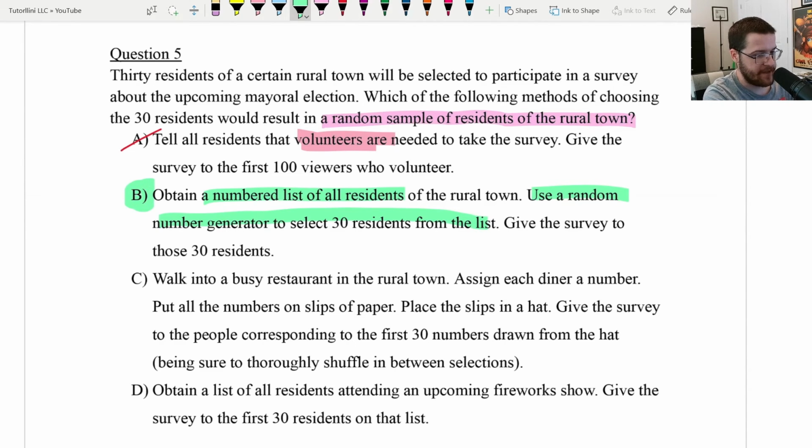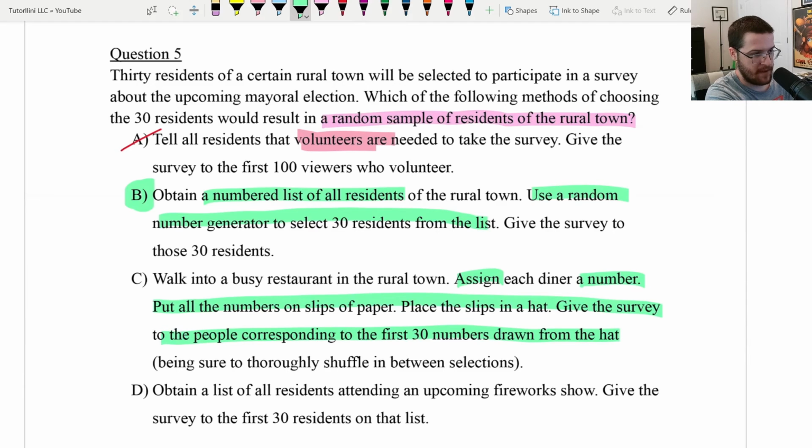Okay, so C is kind of tricky. C has some good stuff in it. For example, it says assign each of them a number. And then it says put all the numbers on slips in a hat, and then shuffle it. That does sound random. That sounds like classic, perfect, small-scale random selection. It's probably what you'd do in your class to dole out responsibilities for cleanup or something, right? So that actually is pretty good.